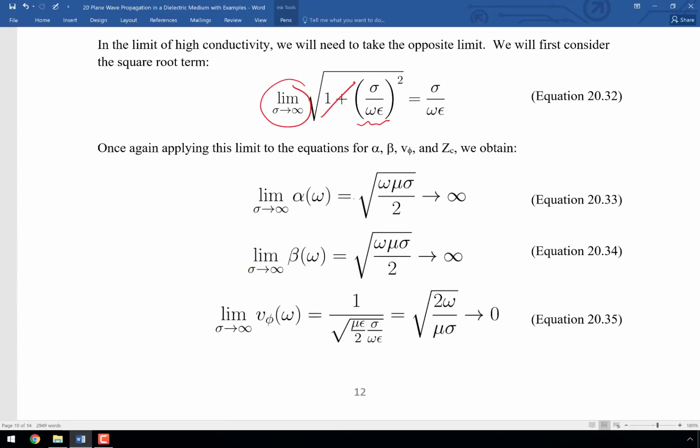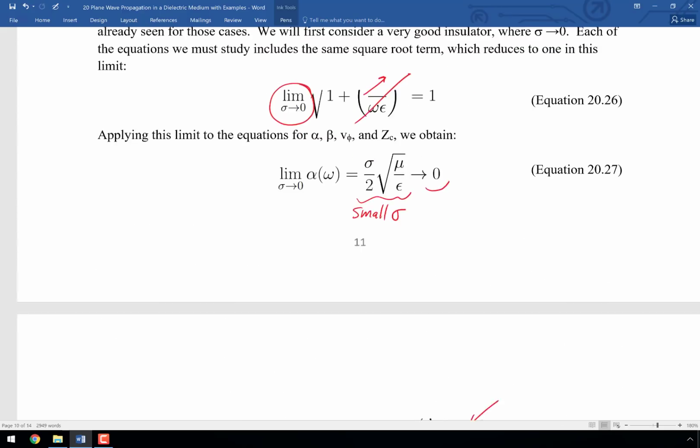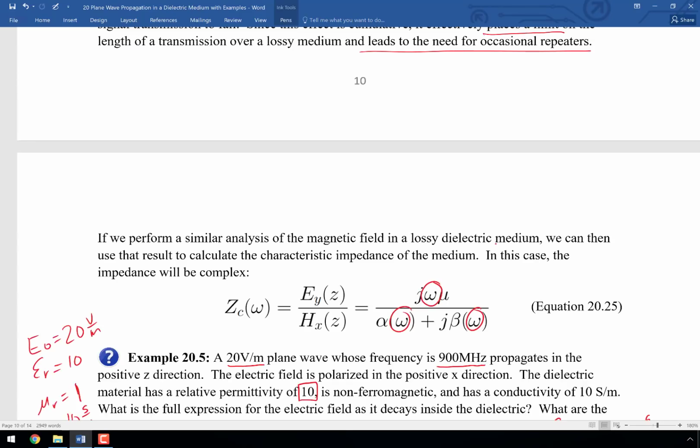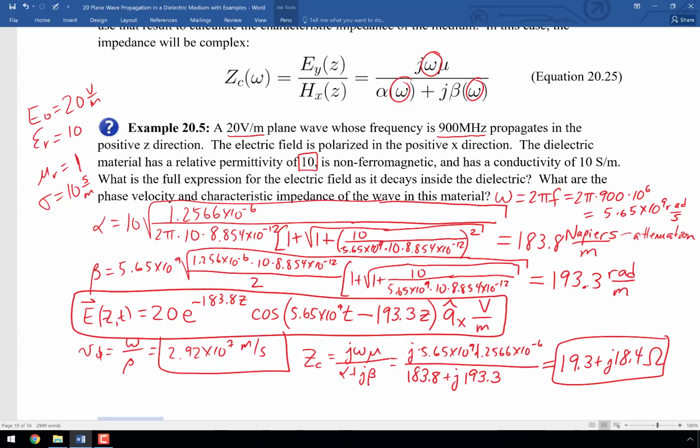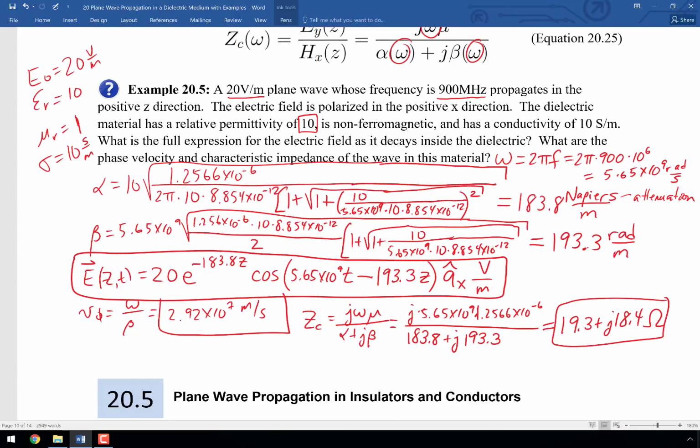And notice that alpha and beta actually take on the same value. This is something that we saw way back in chapter 17, but we derived it in a completely different and more specific way. Both of those equations, the one for alpha and the one for beta, in the limit as sigma goes to infinity, yield the same result. So one measure of how good a conductor is how close alpha and beta are. Let's scroll back up to that example that we did earlier and notice that alpha and beta were pretty close to each other. We had an alpha of 183.8 and a beta of 193.3. They're pretty close, so it's probably a pretty good conductor.